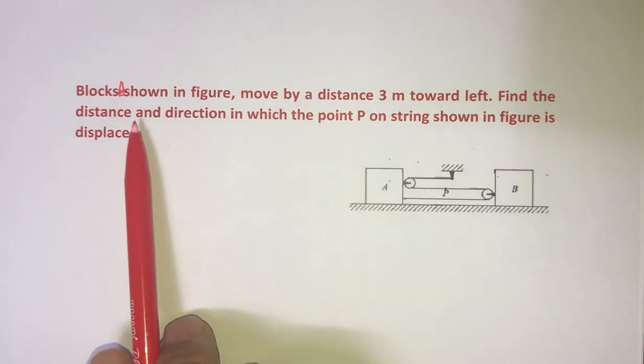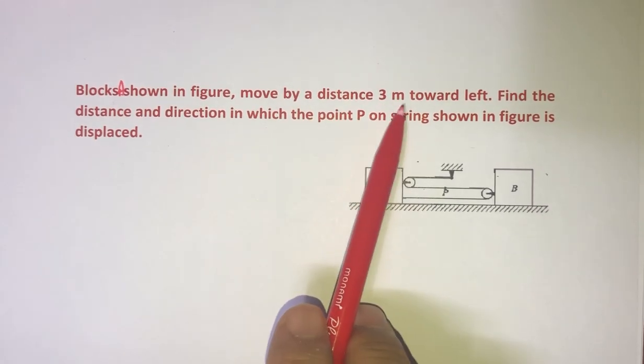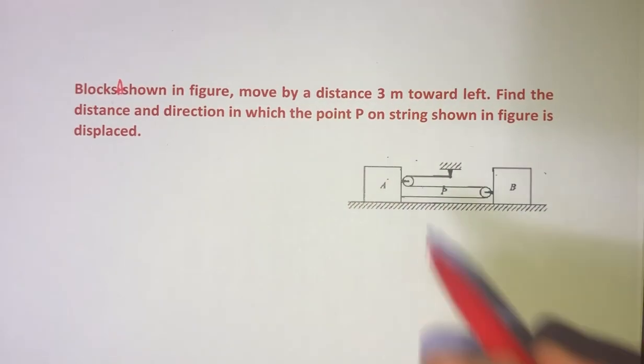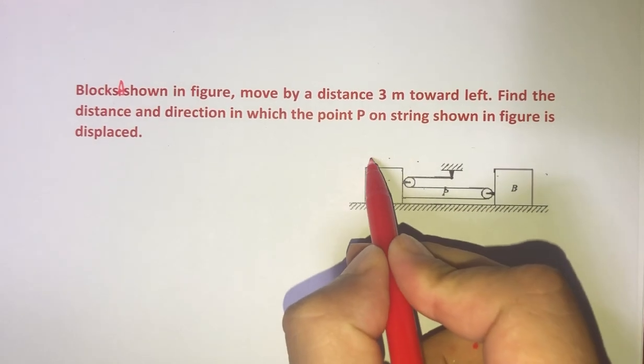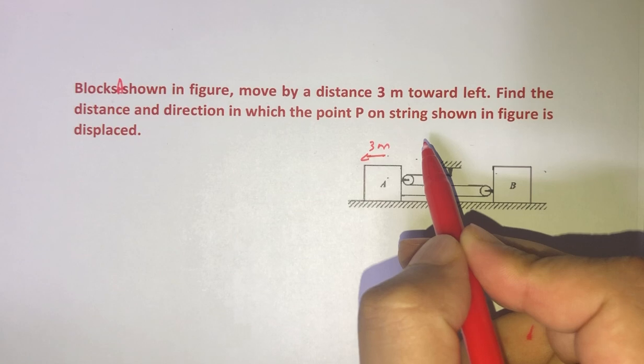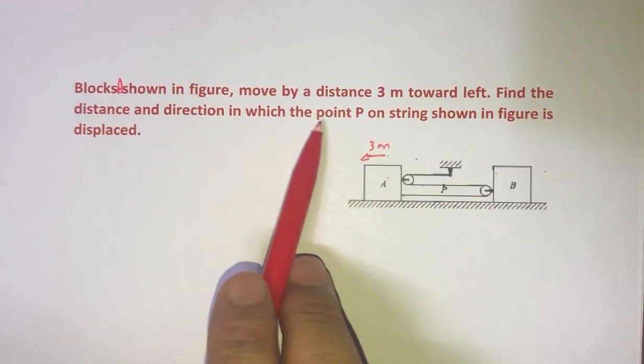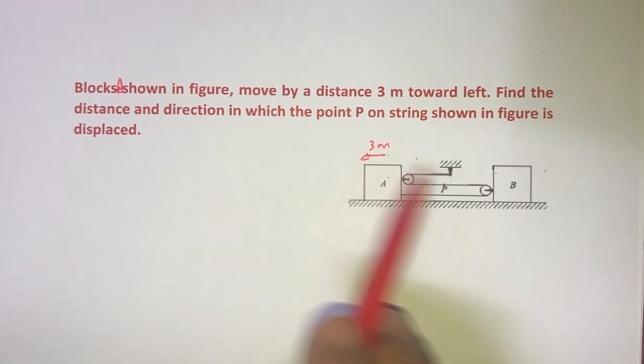Hello friends, so in this question block A, shown in the figure, moves by a distance of 3 meters towards left. So block A moves toward left by 3 meters, and find the distance and direction in which point P on the string, as shown in the figure, is displaced.